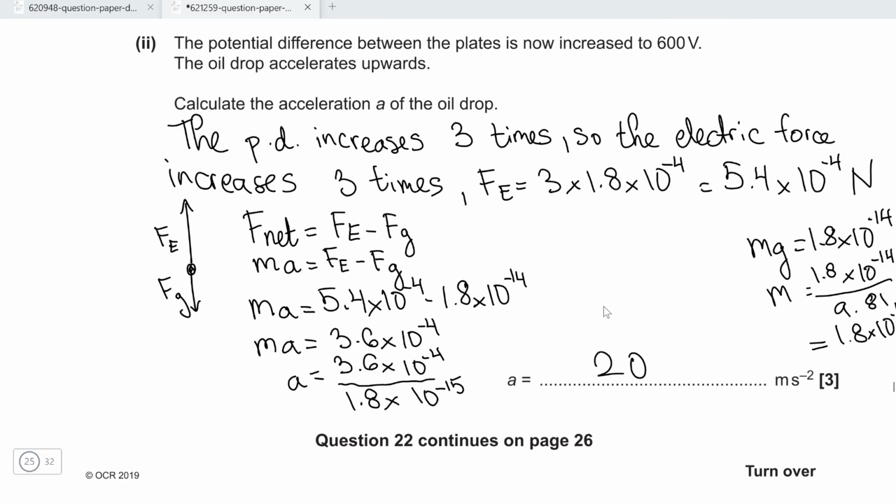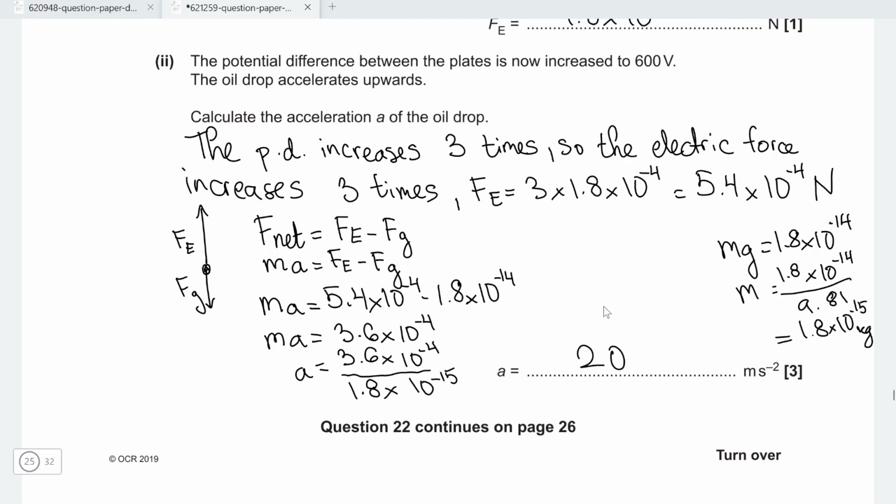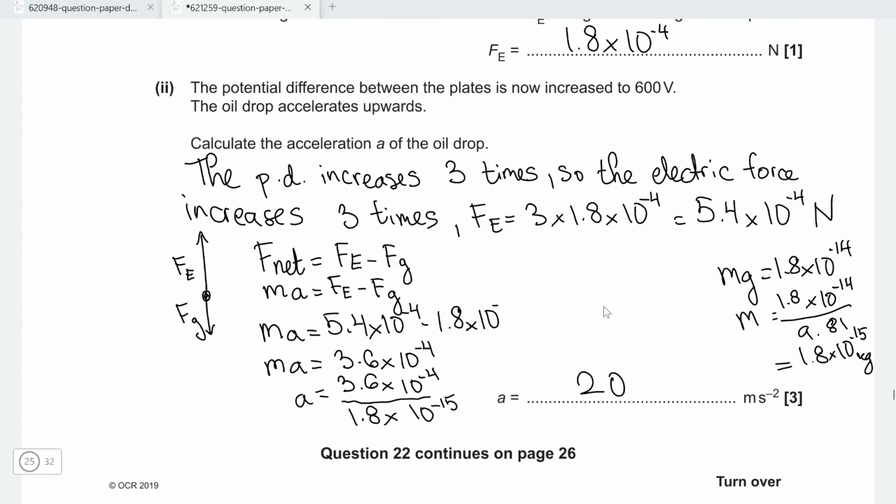Well, there's a little typo over here, so let me just check that. Everything else is correct. So it's 1.8 times 10 to the power of minus 4. Okay, now Ma will be just 5.4 times 10 to the power of minus 4 minus 1.8 times 10 to the power of minus 4, which is going to give us Ma to be 3.6 times 10 to the power of minus 4.